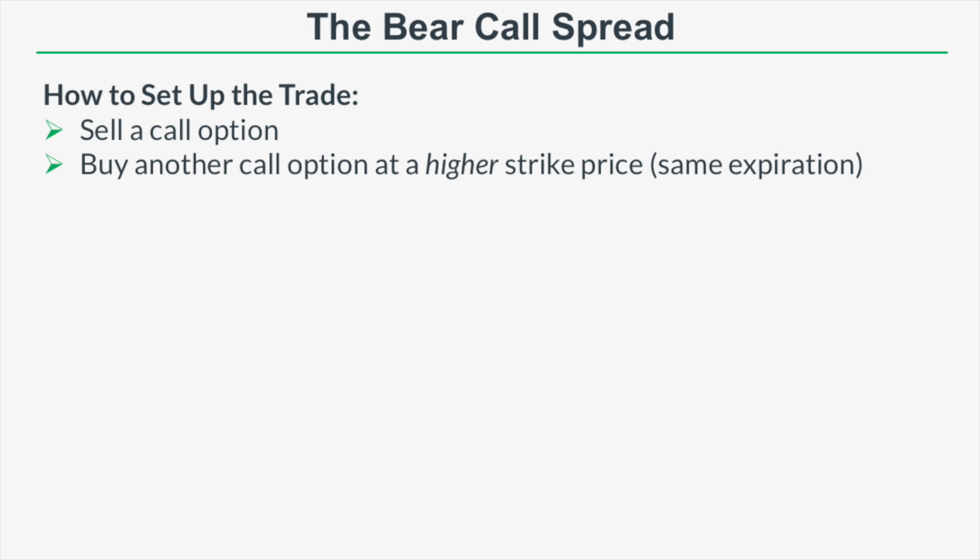Now, the bear call spread is, you guessed it, a bearish call spread strategy, and here is how you set it up. First, you're going to sell a call option, and then you're going to buy another call option at a higher strike price in the same expiration cycle and with the same quantity. If you've watched the bull call spread video, you'll notice that this is the exact opposite. When you're trading a bull call spread, you're buying a call spread, but the bear call spread means you're selling a call spread. So you sell a call option and buy another call option at a higher strike price in the same expiration.